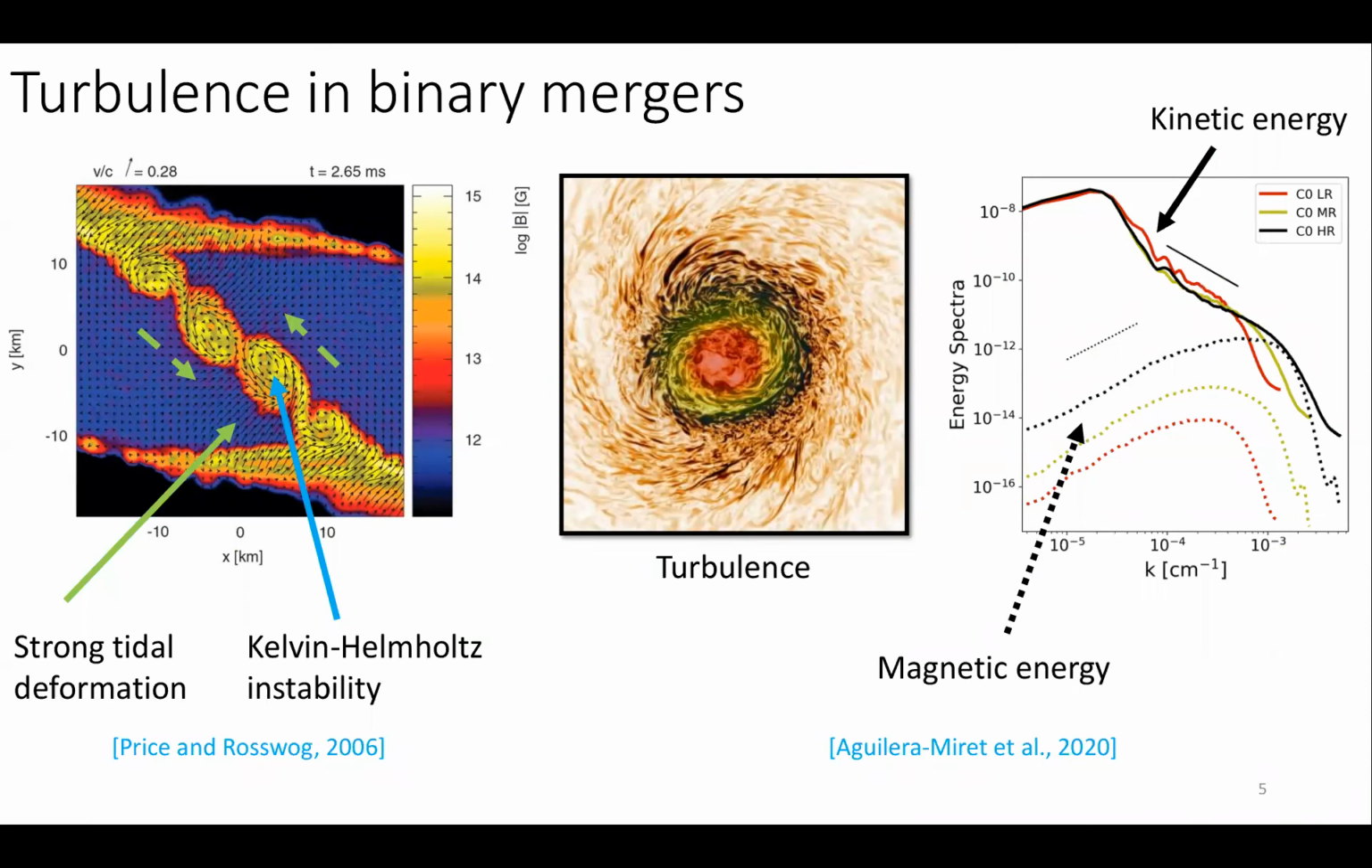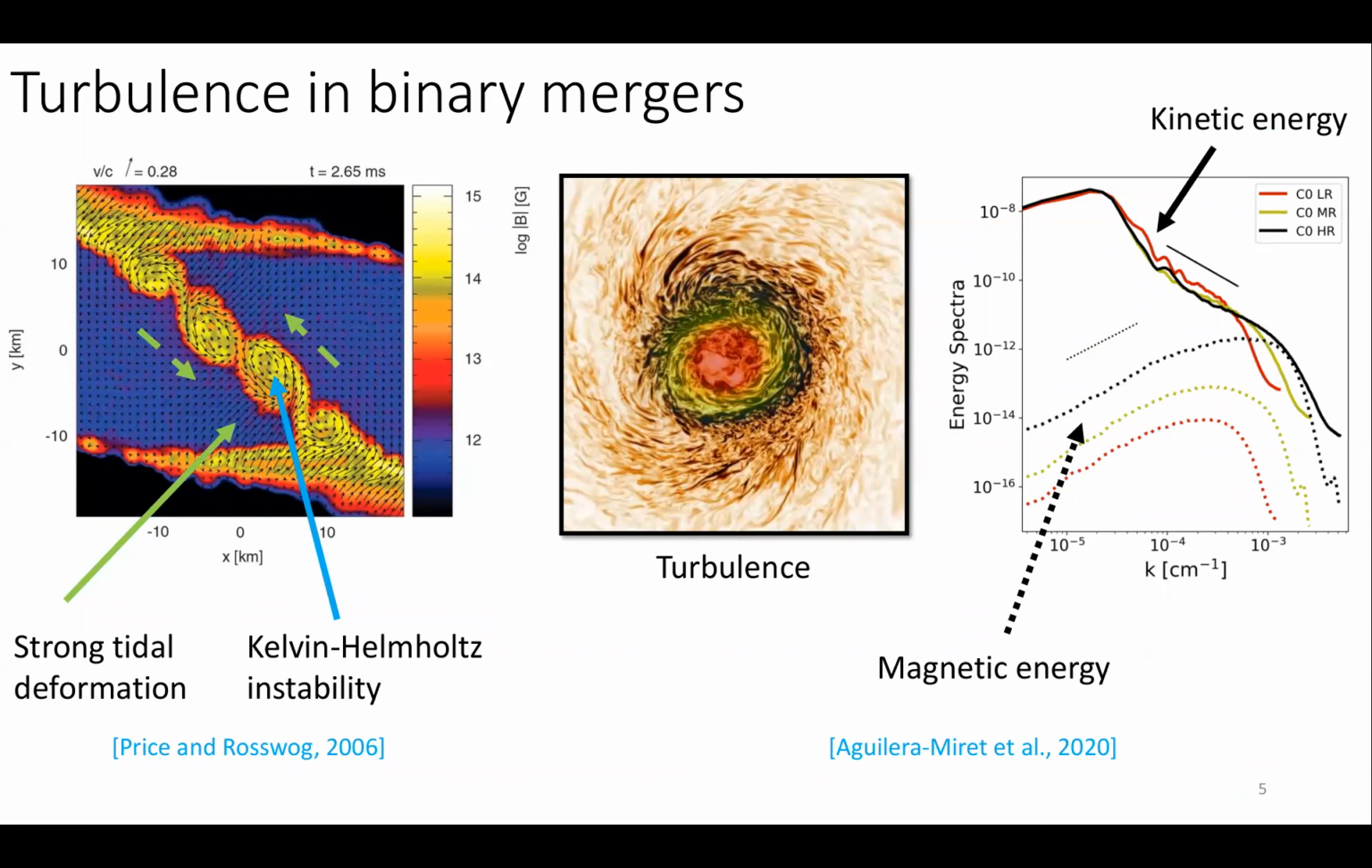So essentially, when the two neutron stars start to approach each other, they will be subject to strong tidal forces, which will lead to two teardrop-shaped neutron stars that rub against each other and generate a very strong shear layer between the two neutron stars. This shear layer will be subject to the Kelvin-Helmholtz instability, which eventually will generate these eddies that you can see over there.